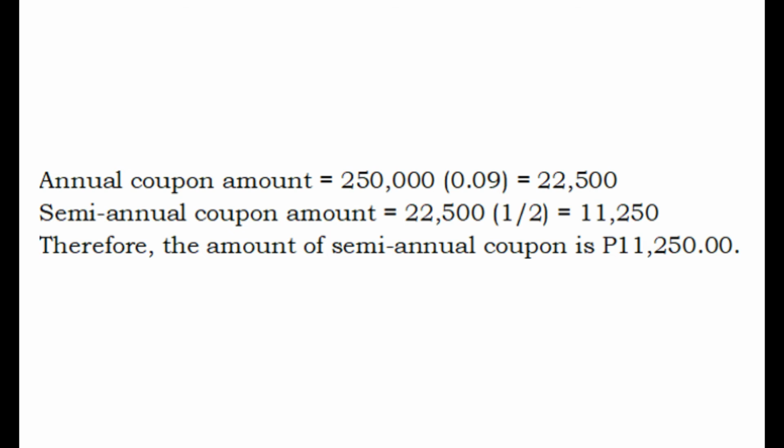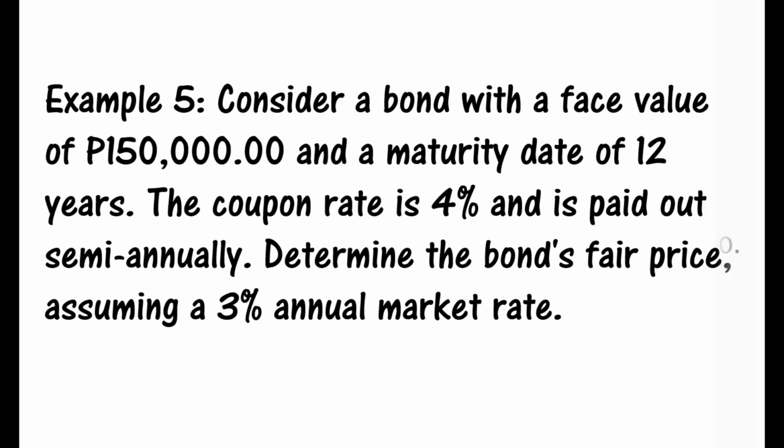Now to get the semi-annual coupon amount, that 22,500 will be multiplied by 1/2, or simply divided by 2, and you'll get 11,250. Therefore, the amount of semi-annual coupon is 11,250 pesos. Next example. Consider a bond with a face value of 150 pesos and a maturity date of 12 years.